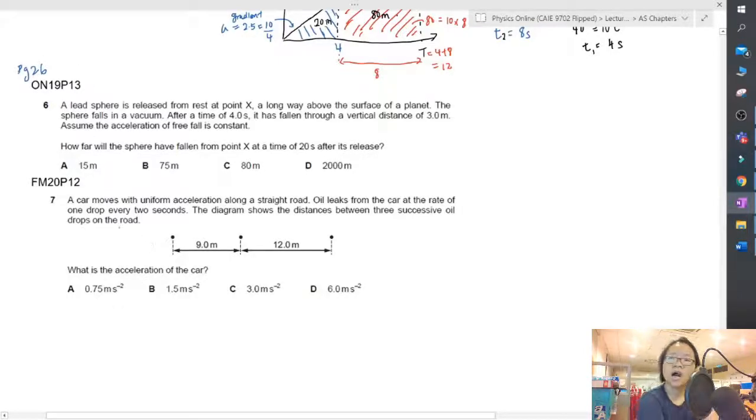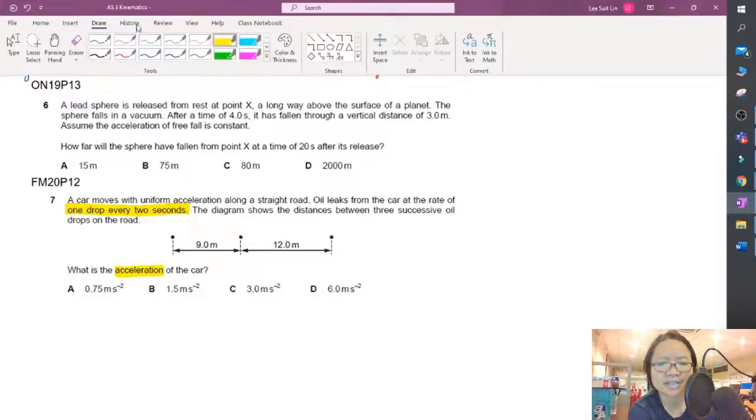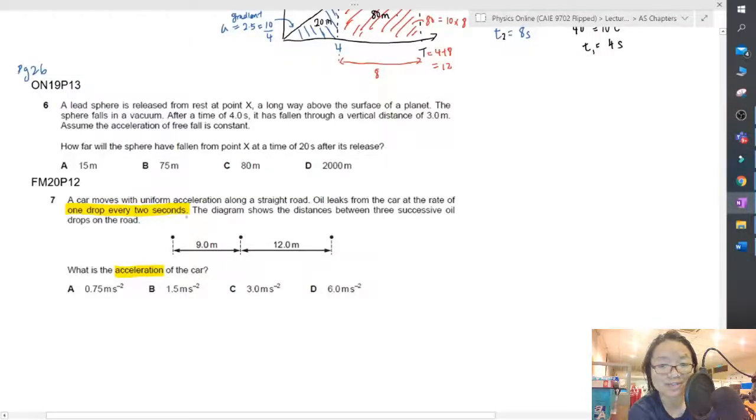This is OA19, paper 13. You have a lead sphere that's released from rest. Wait, am I doing that question? I don't think I'm doing that question. I think I skipped that question. So the video will be short. You do that, I put it in the task for you.